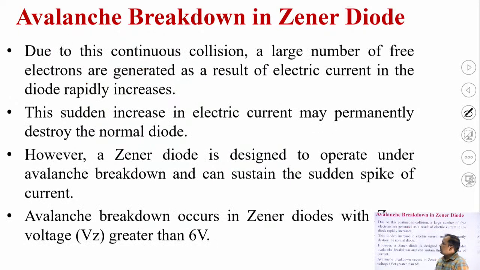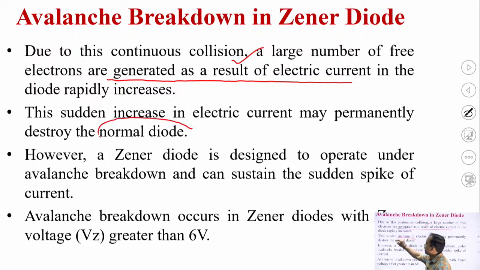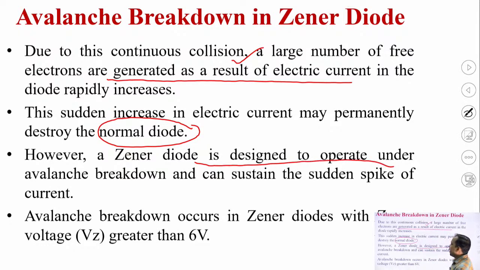Due to this continuous collision, a large number of free electrons are generated. As a result of these large numbers of electrons, the electric current in the diode rapidly increases. This sudden increase in current may destroy a normal P-N junction diode. But Zener diodes operate at a high reverse voltage and don't break down; they generally sustain these spikes which appear in the current.